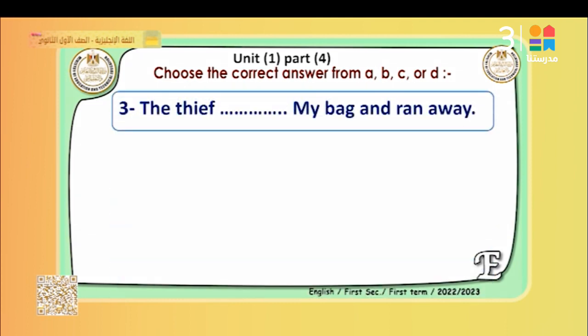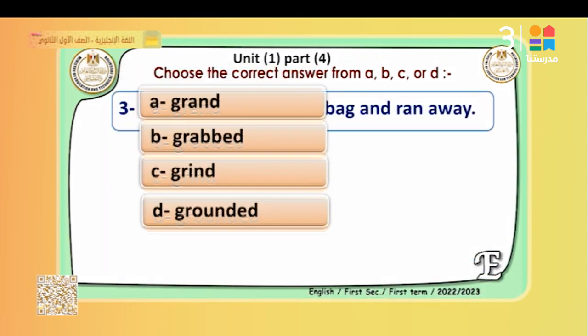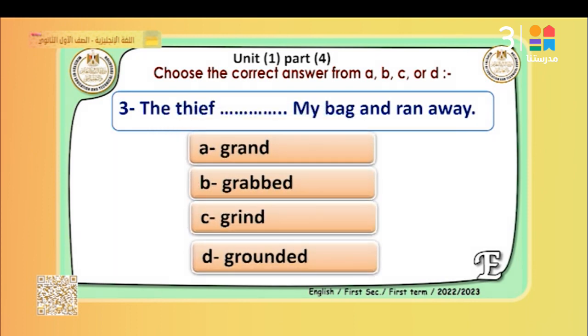Question number three. The thief my bag and ran away. So the thief grabbed, grinned, or grounded. Of course, we said that the word grabbed means he took something quickly.